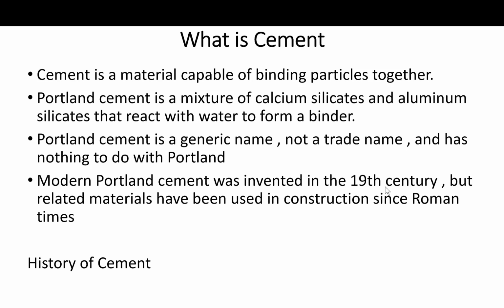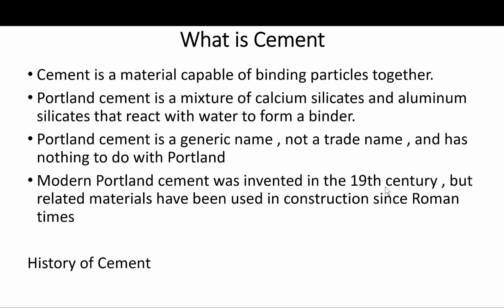So first, let us define cement. The general definition before we get into Portland cement: cement is a material capable of binding particles together. Portland cement, which is the focus of this class, is a mixture of calcium silicates and aluminum silicates that react with water to form a binder.